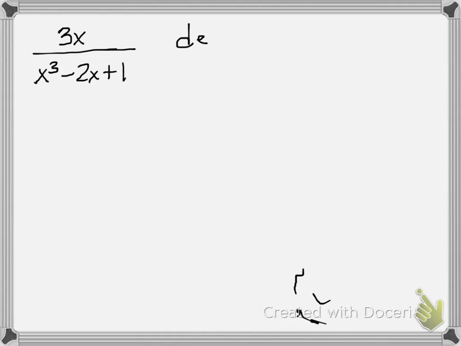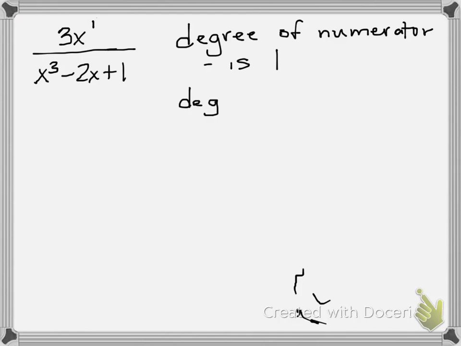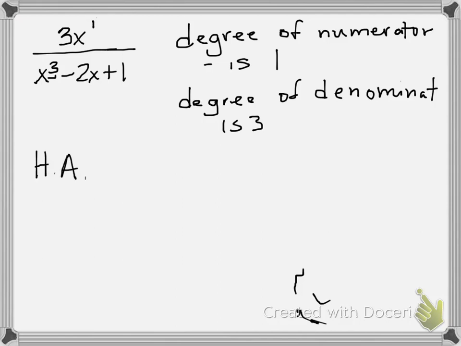Okay, the degree of the numerator is 1. That's because this exponent would be 1. It's the only one in the numerator, and that's the highest, so the degree is 1. The degree of my denominator is 3, and that's coming from here. Since that is the case, the degree of my numerator is less than the degree of my denominator, so that means that the horizontal asymptote would be y equals 0, which happens to be the x-axis.